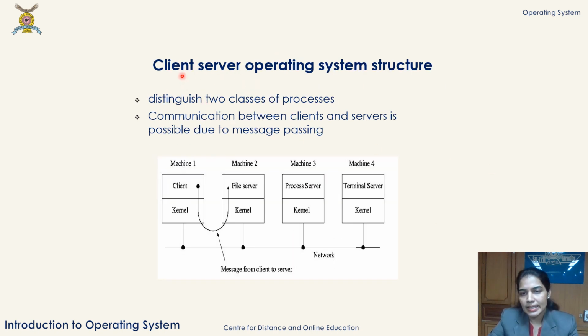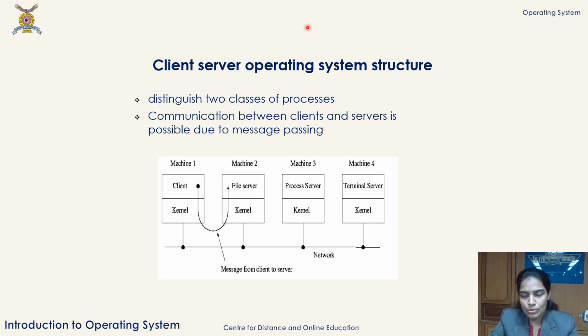The last is the client server operating system structure. Here the idea is to distinguish the system into two classes. The processes are divided into two classes. One is the server side, each of which provides some service to the client, and the second is the client side, which is using the service. So the server class of processes are providing a service, and the client is a set of processes which are using the service of the server.